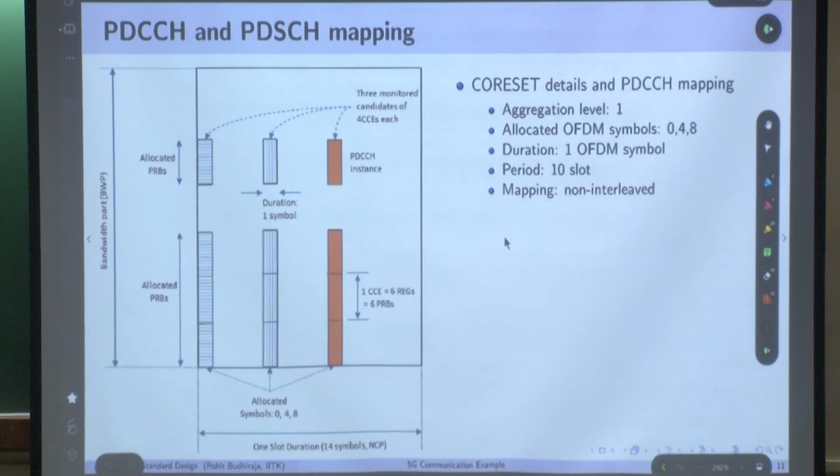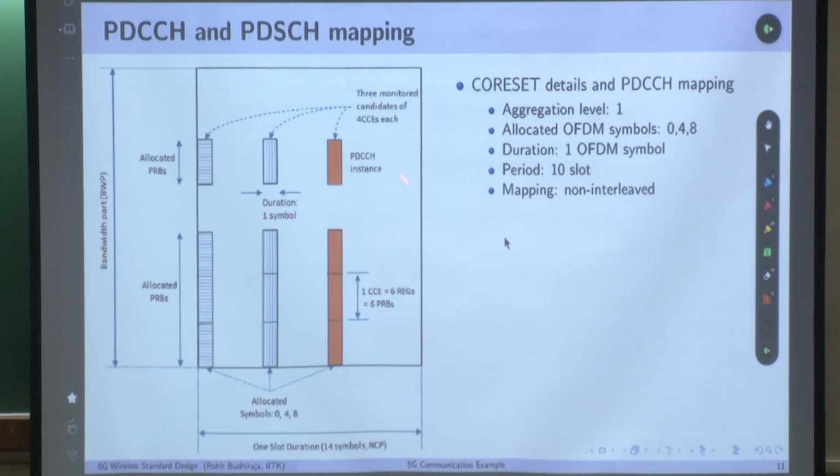This is a CORESET detail that has also been defined, and it has been defined only at aggregation level 1. We took this example, putting everything together. For these 2 users, the CORESET has been defined at an aggregation level of 1, and the allocated OFDM symbols are 0, 4 and 8. This is the CORESET where the DCIs are finally going to be mapped. Duration is 1 OFDM symbol, period is 10 slots.